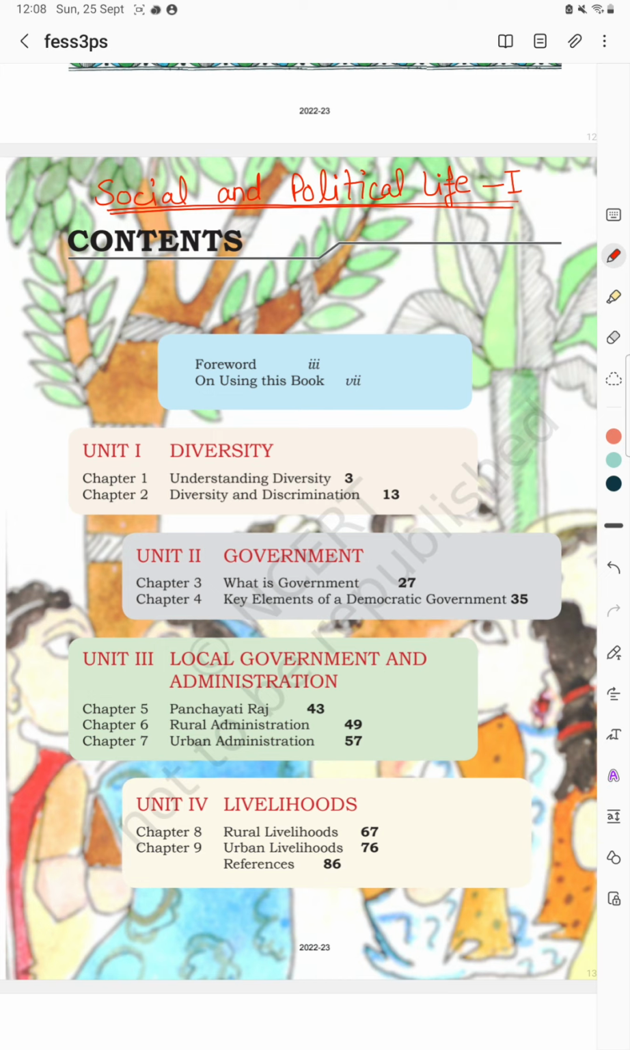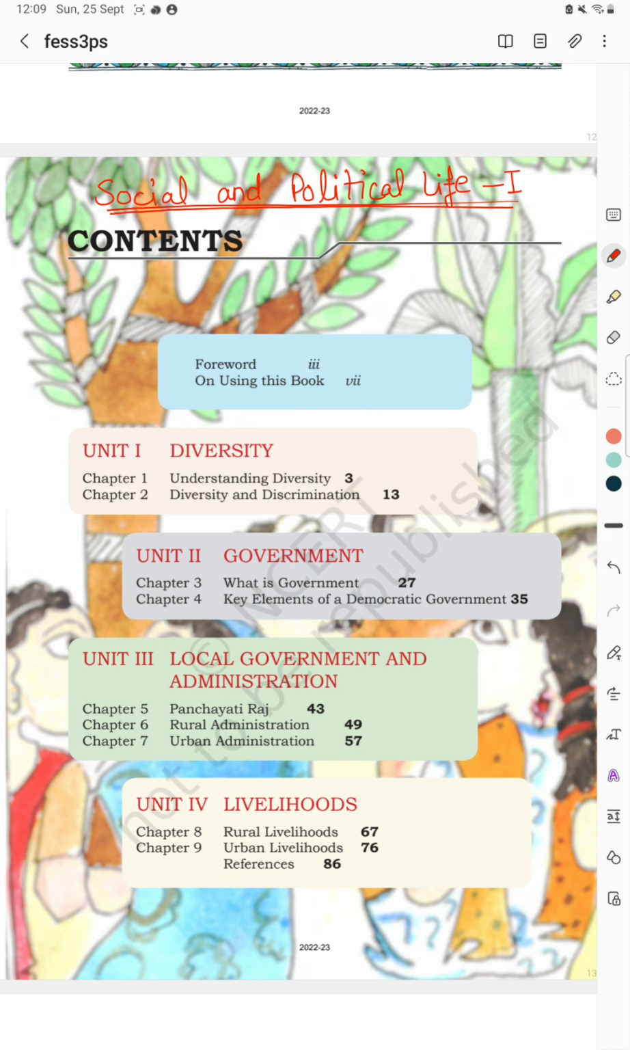The first unit, diversity, contains 2 chapters. One is understanding diversity, second, diversity and discrimination. The second unit is about government. Chapter 1 is dedicated to what is government and the key elements of democratic governments. In the third unit, we will be discussing local government and administration, in which we will be knowing about Panchayati Raj, rural administration, and urban administration. In the fourth unit, which is livelihoods, we will be knowing about rural and urban livelihoods.